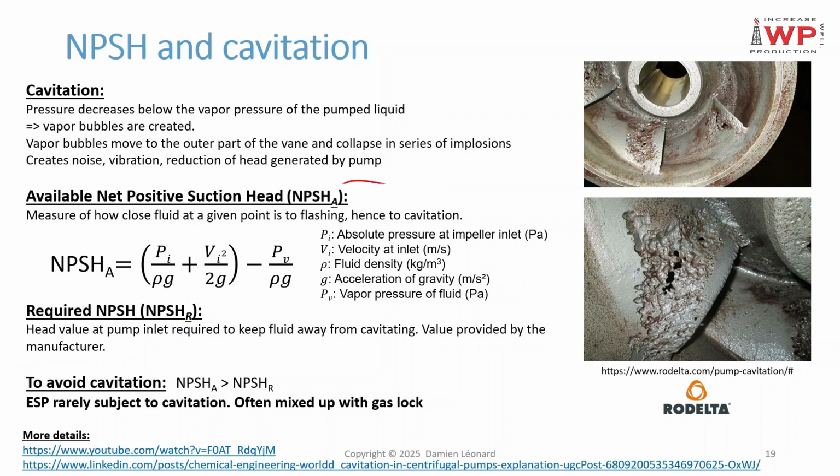On the other hand, the NPSHA is a system property. It describes the state in which your fluid is at a given point. When you use this formula, it is at the impeller inlet. So NPSHA describes the state in which your fluid is, while NPSHR is provided by your manufacturer. To avoid cavitation, you need the available net positive suction head to be higher than the required net positive suction head. As mentioned in the beginning of this video, ESPs are rarely subject to cavitation, and quite often when people say, oh, the pump has stopped due to cavitation, this is usually a mix-up with gas lock.